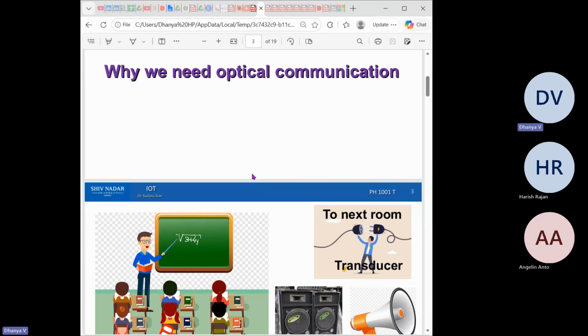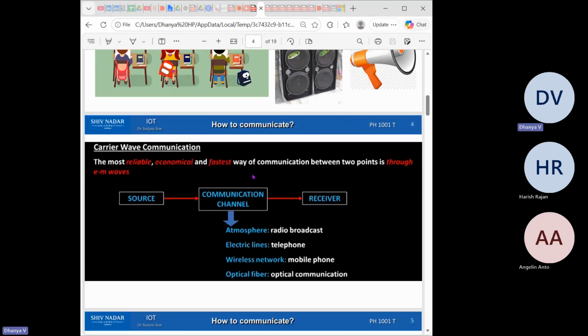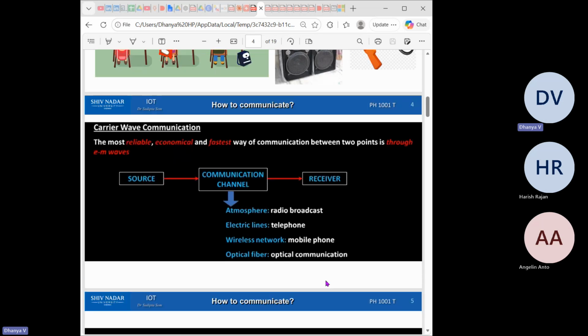Second lecture: why do we need optical communication? We need to communicate, no? The most reliable, economical, and fastest way of communication between two points is through EM waves, electromagnetic waves. So you have your source, your communication channel, and your receiver. Examples are radio broadcast, telephone, mobile phone, optical communication, and so on.